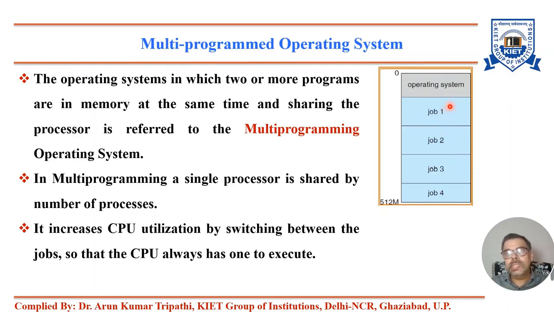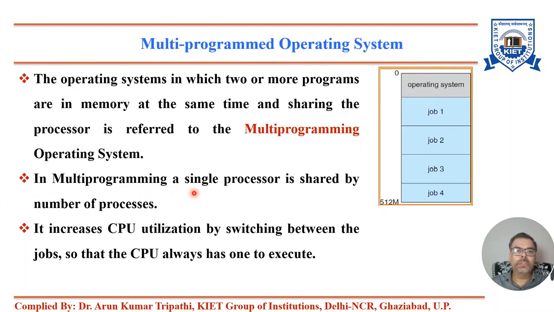So to increase the performance, a concept was brought into computers, that is multi-programming. It means more than one program can reside in the main memory. These programs are known as jobs, and this concept is known as multi-programming. Here is the definition: the operating system in which two or more programs are in the memory at the same time and sharing the processor is referred to as the multi-programming operating system.